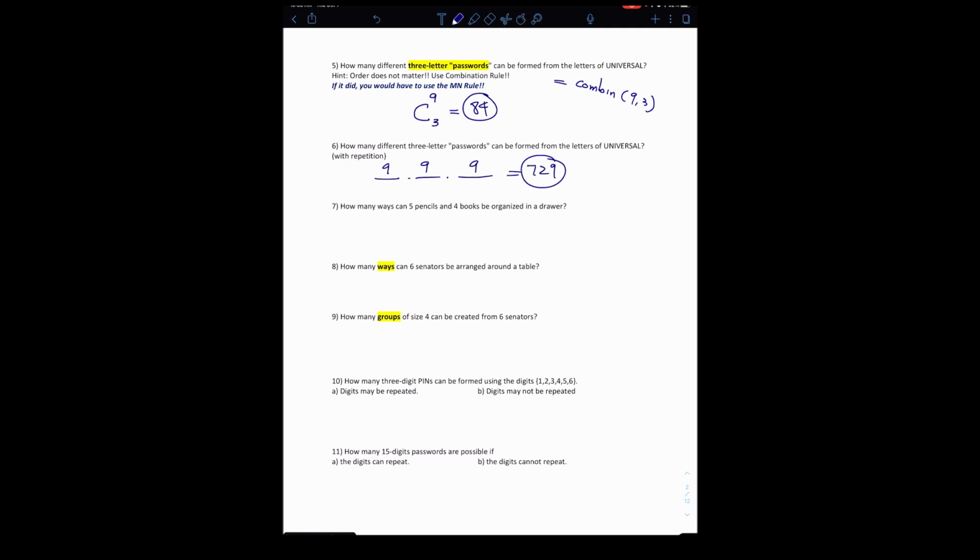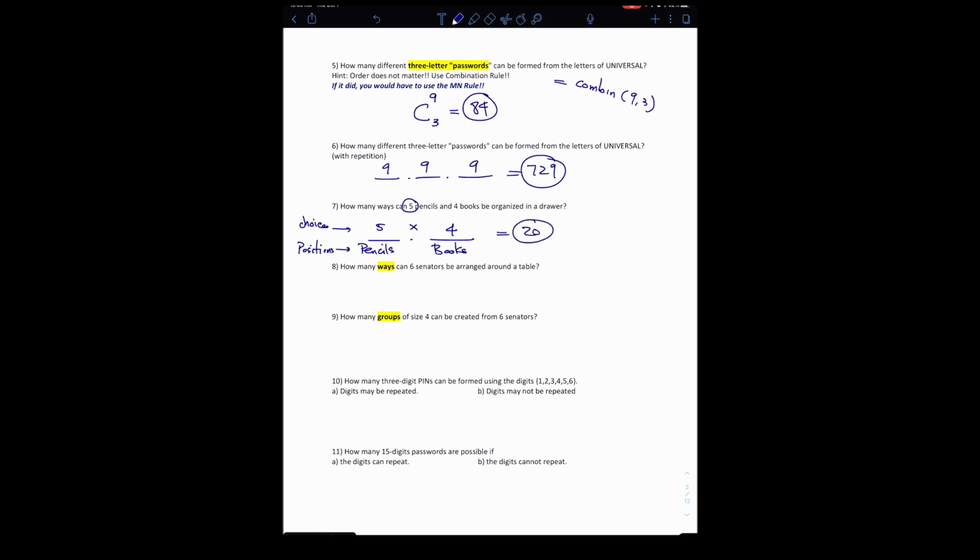Okay, moving on. Again, we're all just practicing this MN rule, counting techniques. How many ways can 5 pencils and 4 books be organized in a drawer? So again, our thought process is, first and foremost, how many positions do I have? Well, it looks like you have 2 positions. You have the pencils and you have the books. So these are the positions. And now let's look at the choices I have for pencils. I have 5 choices for the pencils, and I have 4 choices for the books. And the total number of combinations is basically the product of the 2. And these are the number of choices. So the answer is 20.